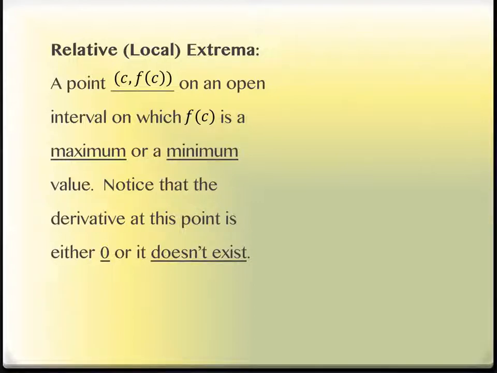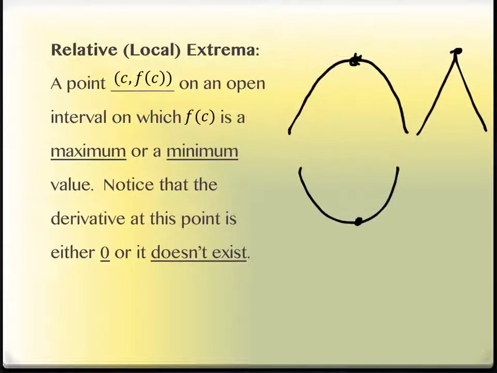And I think a picture is in order to justify what they're describing. So if I have a location where I have a peak or a valley, this particular point in any of these four graphs is a location where the derivative is 0, right? Horizontal tangent line. Or the derivative does not exist. And these points are called relative or local extrema.